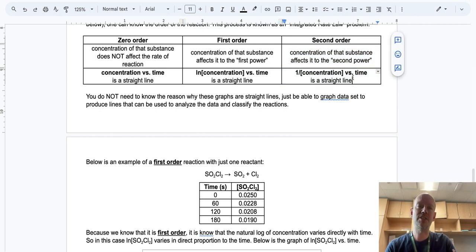A second order reaction's similar, but in a different way. As I use my chemical, my reaction slows down, but it slows down exponentially. So we need to figure out, well, is this chemical not impacting it directly or impacting it exponentially?